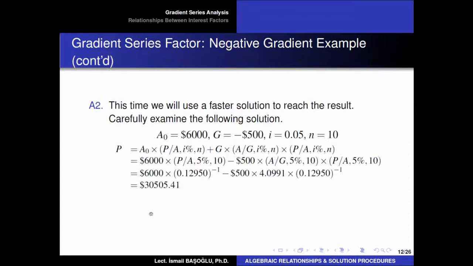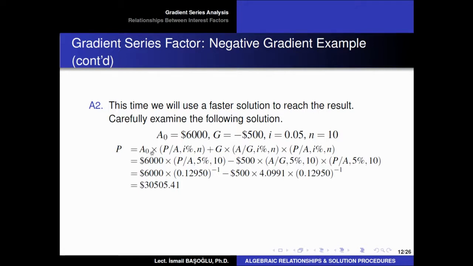Now, how are we going to calculate the present value? This time, the solution procedure is just going to be fast. We are not going to explain in detail, but the solution procedure is basically the same as in the previous question. In this question, the base amount A0 for the first year's payment is $6,000, and the gradient amount, which is the increase amount in each subsequent year, is minus $500. So this means it is actually a decrease. And the interest rate is 0.05 and the number of investment years is 10. So what is the principal amount?